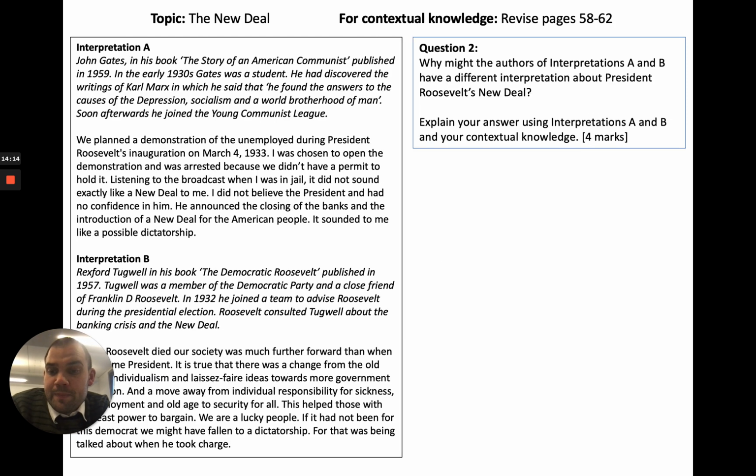So this one is about two authors who have different takes on the New Deal. Now, I'm not going to read through the whole thing this time, but again, the same structure for this question. So why might the authors of interpretations A and B have different interpretations about President Roosevelt's New Deal?